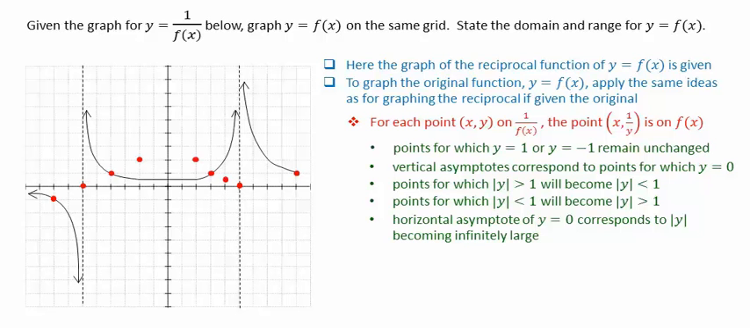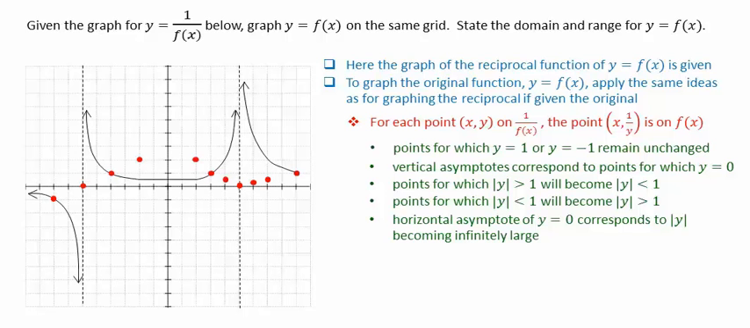4, 2 on the reciprocal function corresponds to 4, 1/2 on the original function. 6, 4 on the reciprocal corresponds to 6, 1/4 on the original function. 7, 2 on the reciprocal becomes 7, 1/2 on the original function. It is then necessary to connect these points.